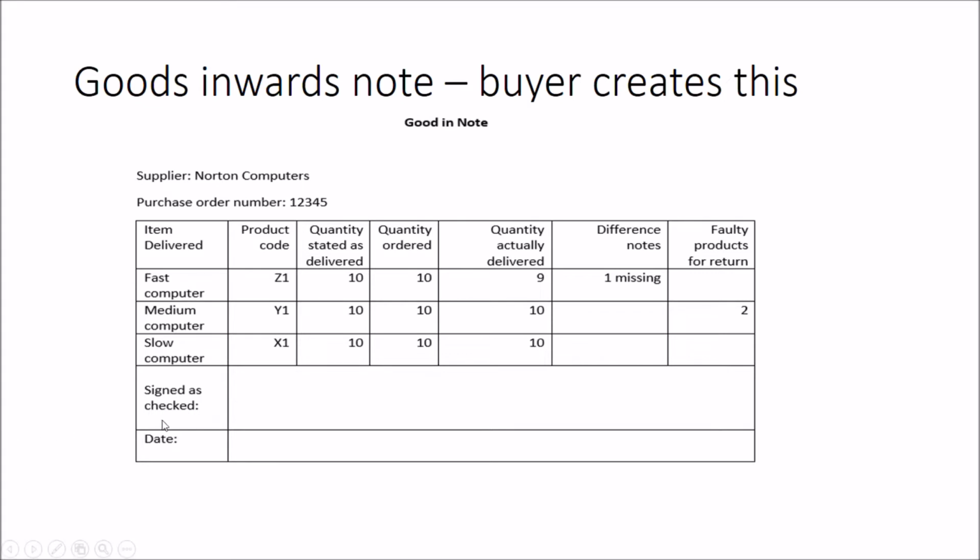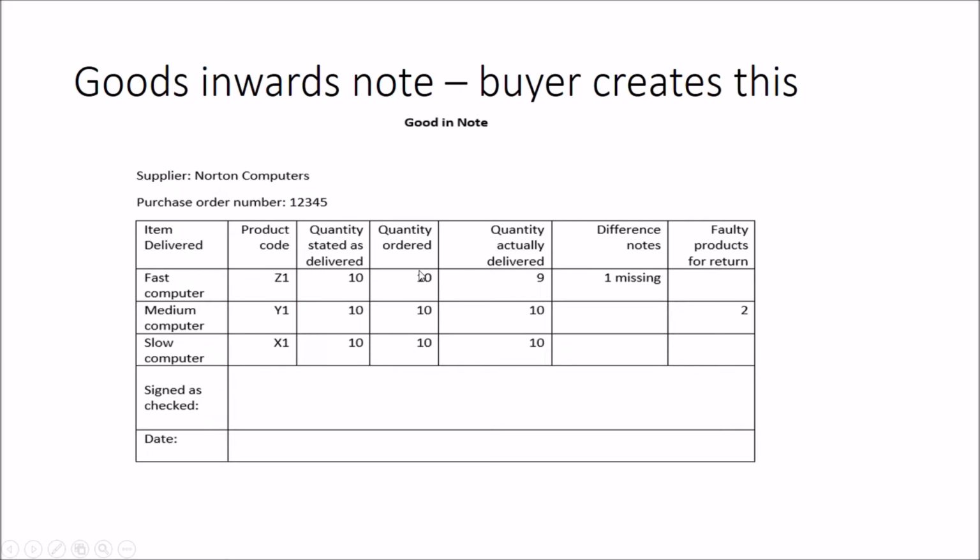So we might have signed as checked. We might have also signed as received or something like that in the warehouse. And we may choose to provide a goods return note as well for the faulty products. Although today's deliveries tend to come with pre-packed tracked returns, the barcodes that you tend to put on things now, so those goods return notes are tending to go out of fashion.